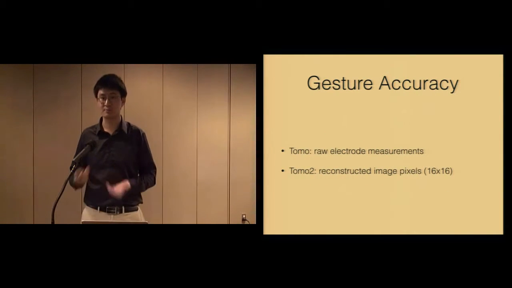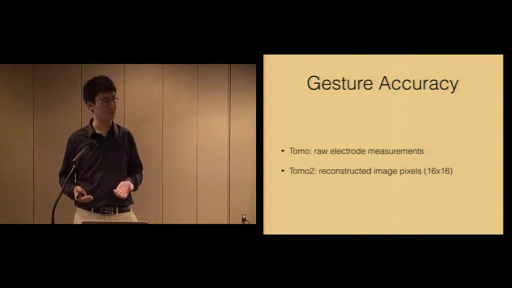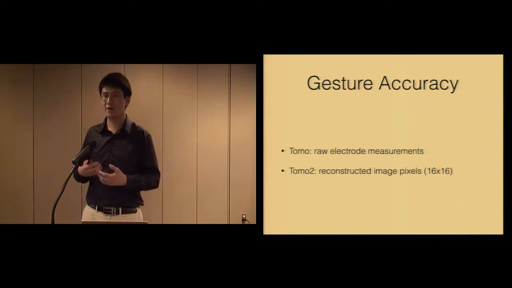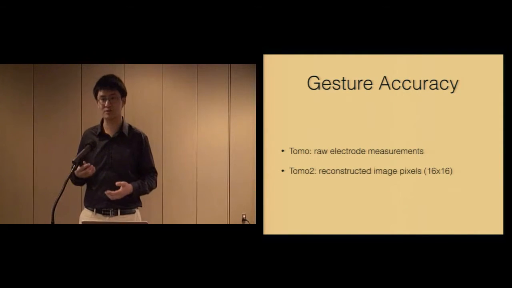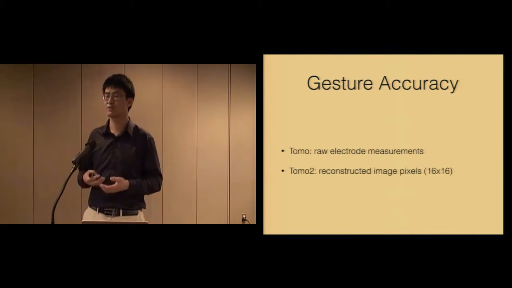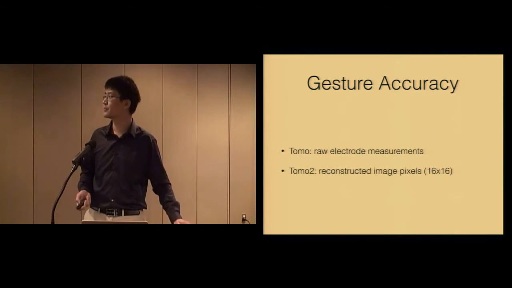Like Tomo, we used machine learning to implement gesture recognition. But since we now have a fairly fast and accurate image reconstruction algorithm, we opted to use the reconstructed image pixels themselves as features, rather than using the raw electrode measurements as we did in Tomo.